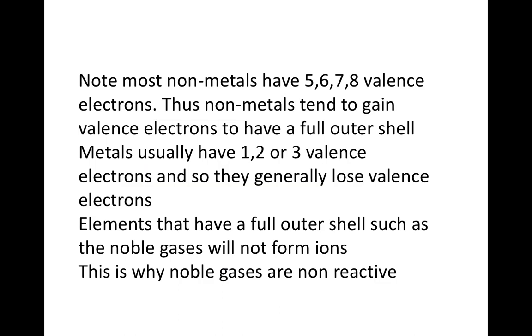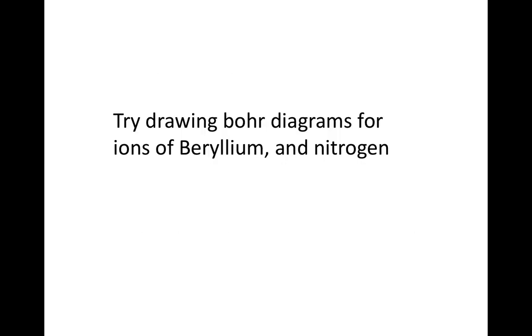Most nonmetals have 5, 6, 7, or 8 valence electrons. Thus, nonmetals tend to gain valence electrons to make a full outer shell. Metals usually have 1, 2, or 3 valence electrons, and so it's easier for them to lose 1, 2, or 3 electrons to have a full outer shell. Elements that have a full outer shell, such as the noble gases, will not form ions. This is why noble gases are non-reactive.